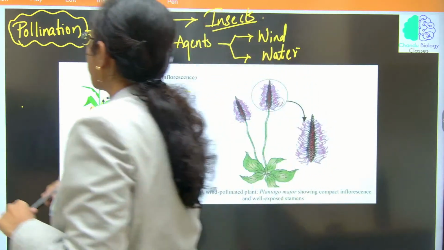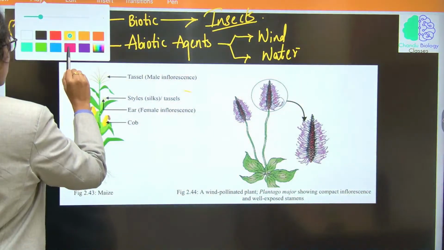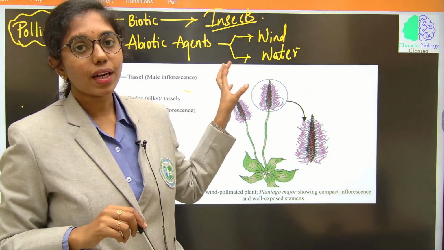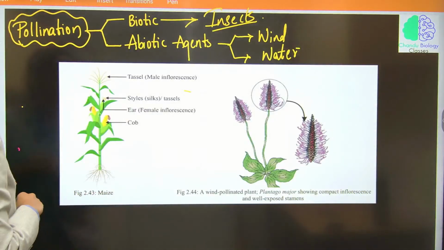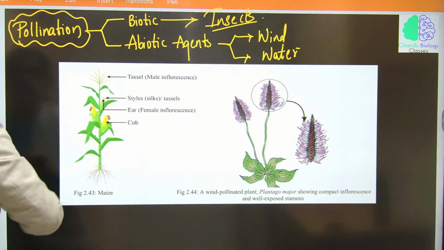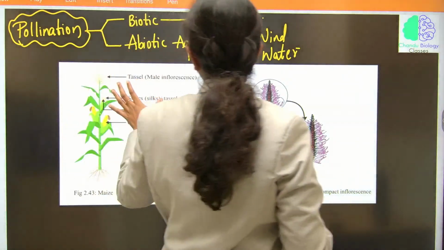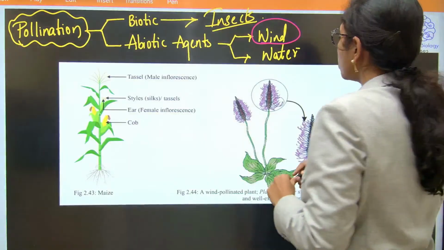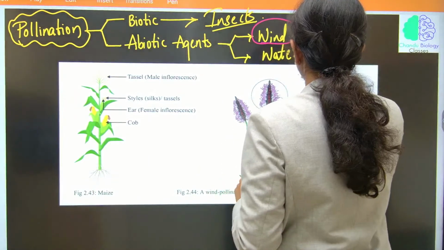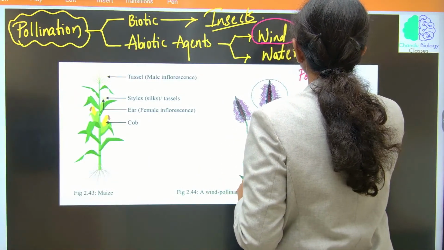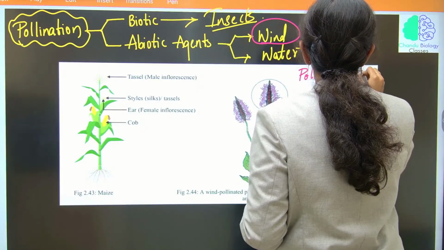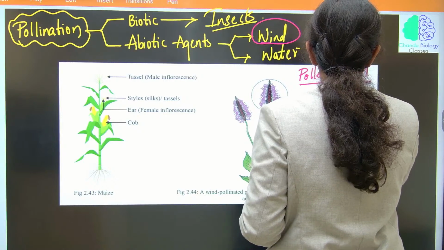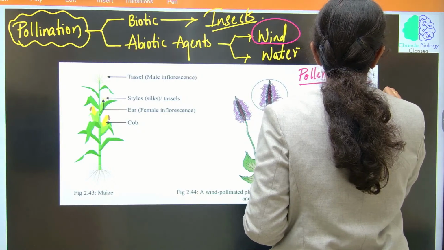First, let's see what the characteristic features are of a plant which is pollinated by wind. Here you see a plant which is pollinated by wind. The pollen grains are non-sticky and light in weight.